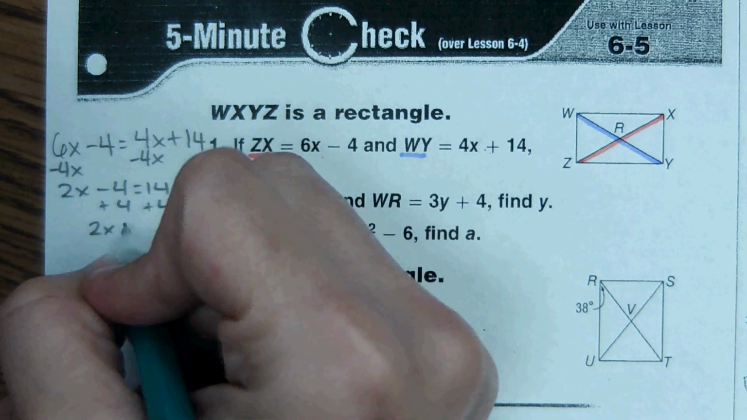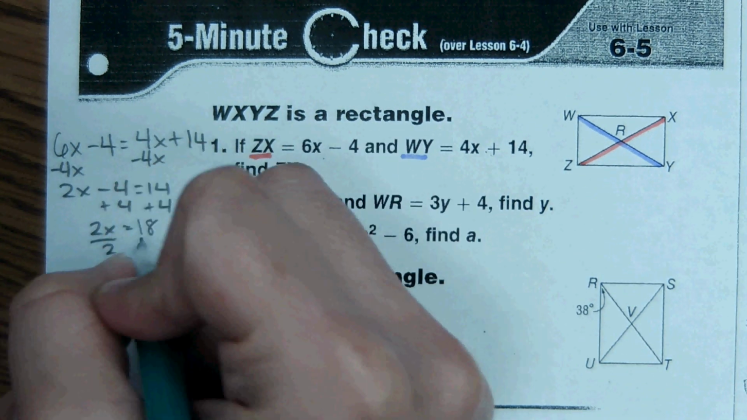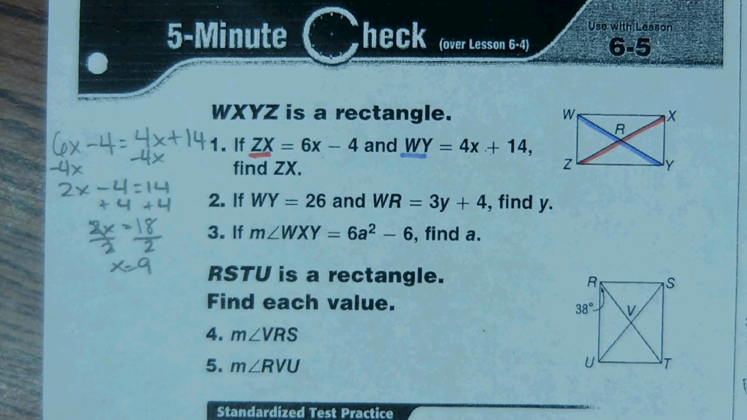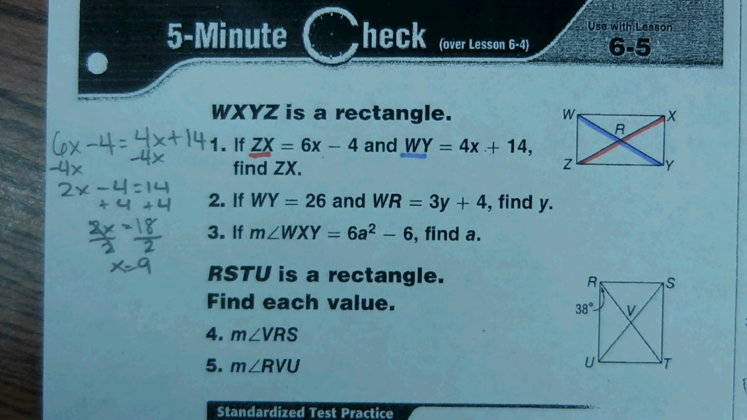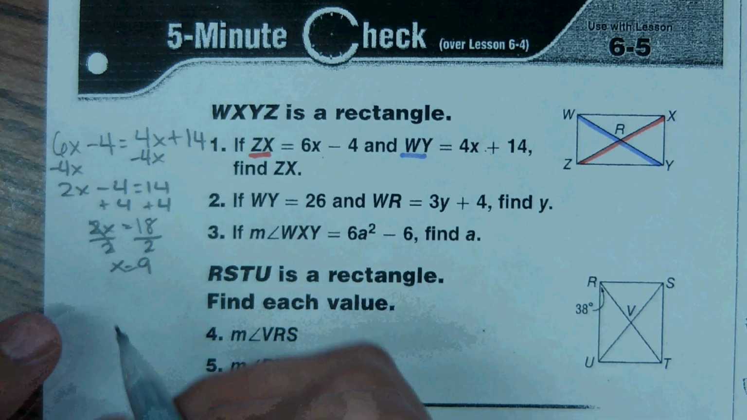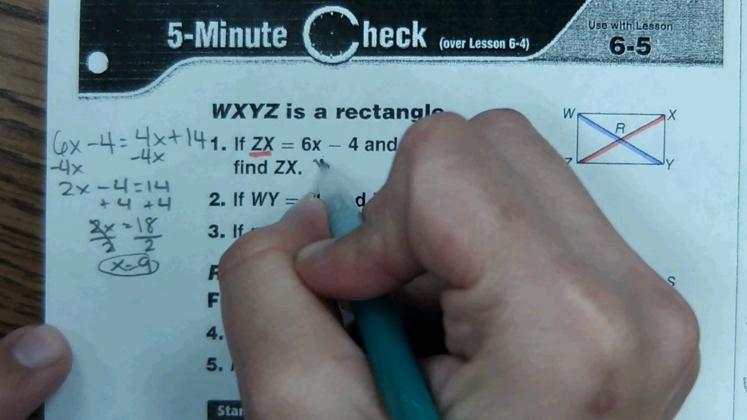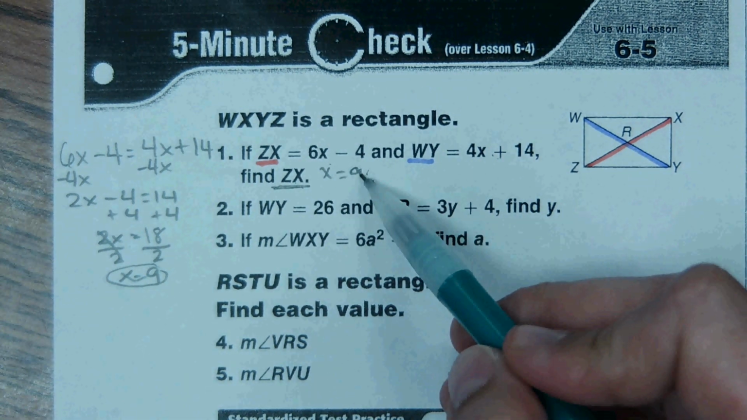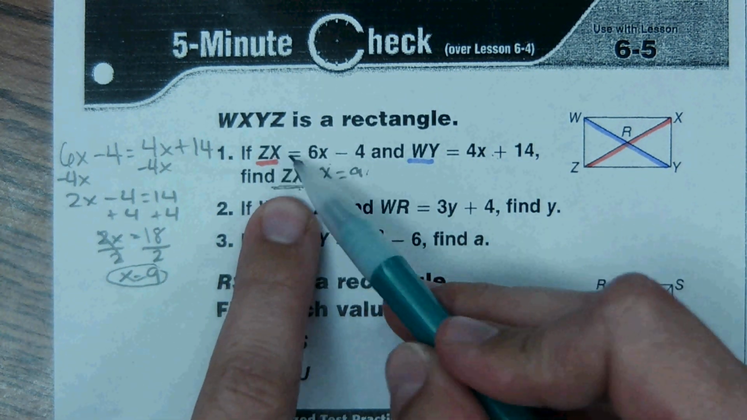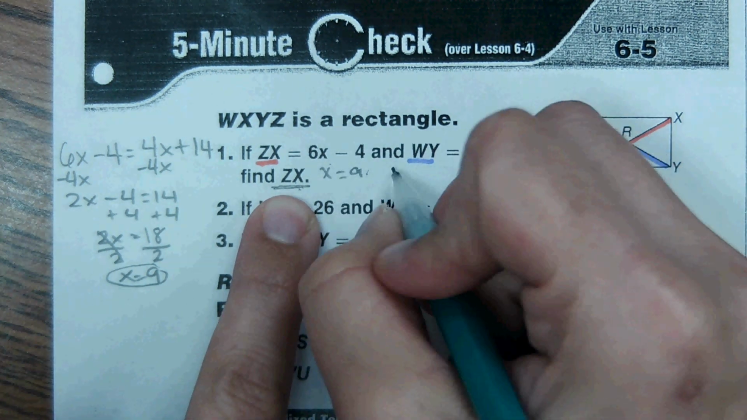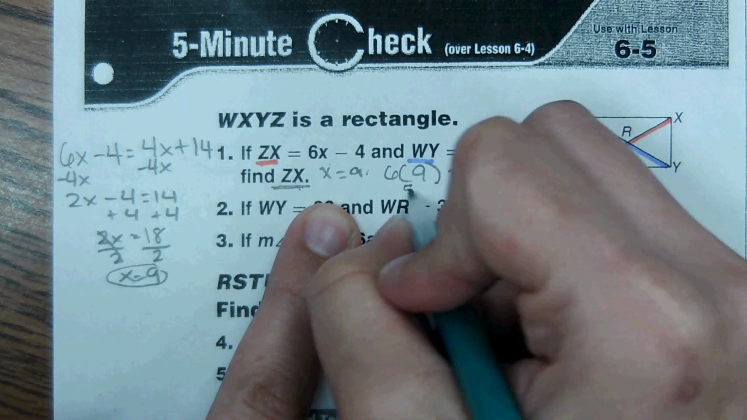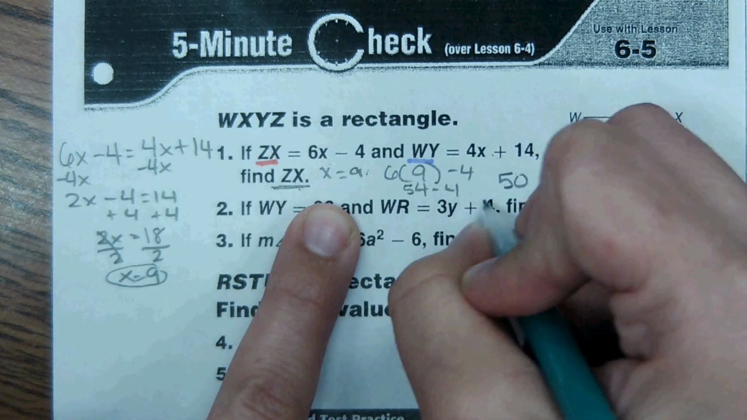2x equals 18, divided by 2, x equals 9. So we got x equals 9, but it asks for the length of ZX. This is common. You'll have to find x and then plug it in for ZX, and ZX is 6x minus 4, so 6 times 9 minus 4 would be 54 minus 4, 50.